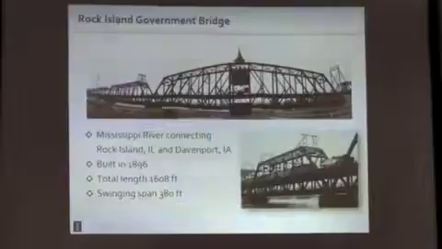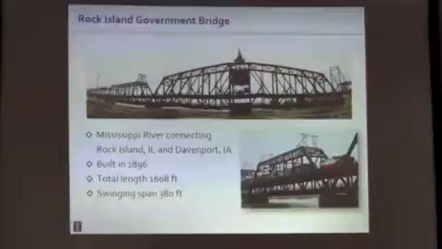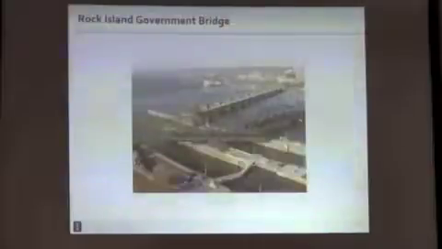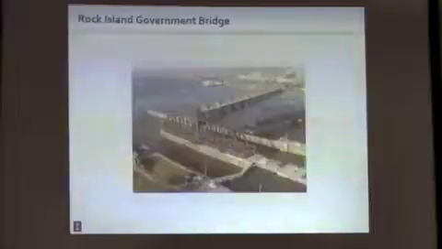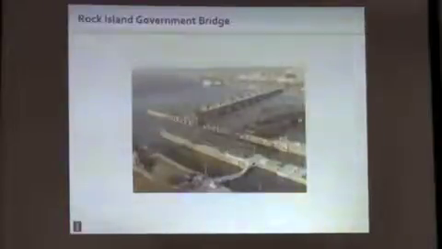It's a double deck. On the lower deck is highway travel, and on the top is rail travel, but it was built in 1896. Now for Italy, that's still probably a new bridge, but for the U.S., that's a really old bridge. And it's unique because it's a swing bridge. This is over the Mississippi River, and so that bridge swings to allow barge traffic to come through. So if you imagine over 100 years ago, they had the mechanical expertise to be able to swing this large bridge as shown here.